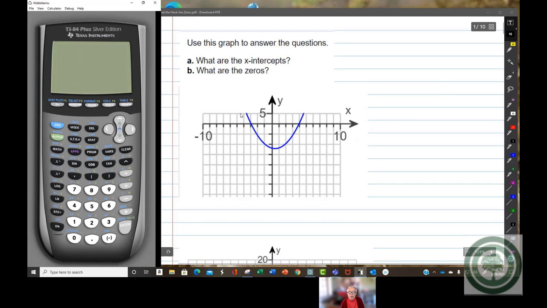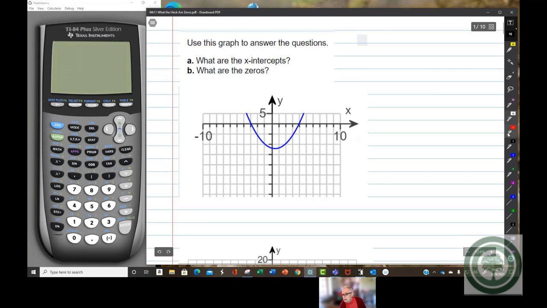So notice you're given the picture of a graph. These are all from your homework. You're given the picture of a graph and you're asked, what are the x-intercepts? Well, let's see. 1, 2, 3, 4. So (4, 0) is an intercept. I guess I should write it down here, shouldn't I? And 1, 2, 3, (-3, 0) is an intercept. So let's get rid of that up there.